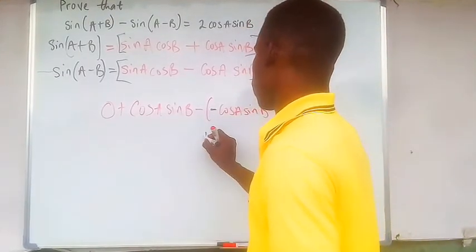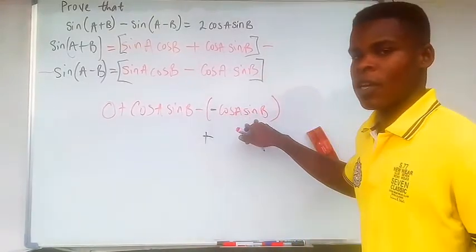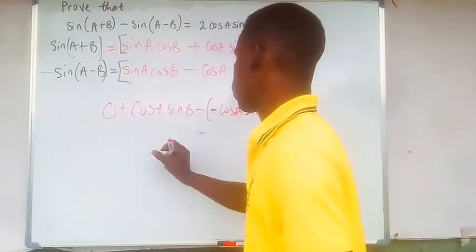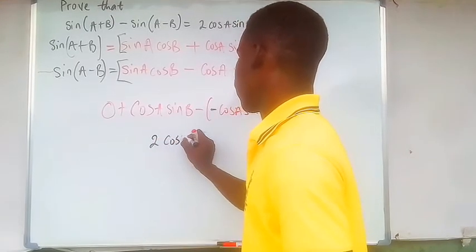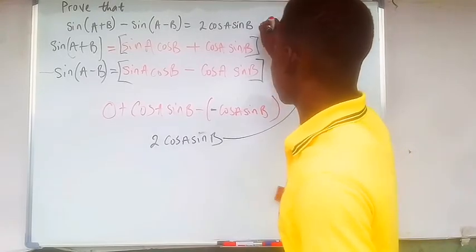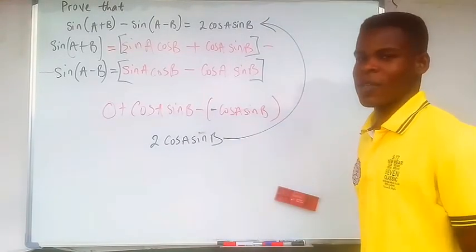So we have these two terms, which are the same. We are adding them, then we'll simply have 2 cosine a sine b. That is our right hand side. So therefore this has been proven.